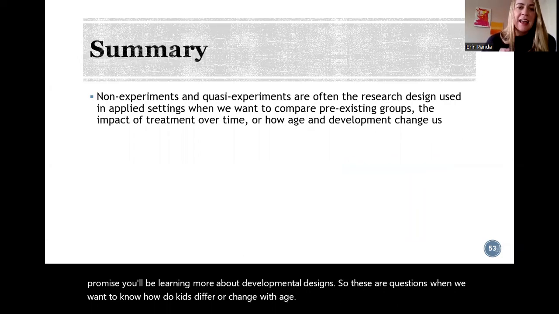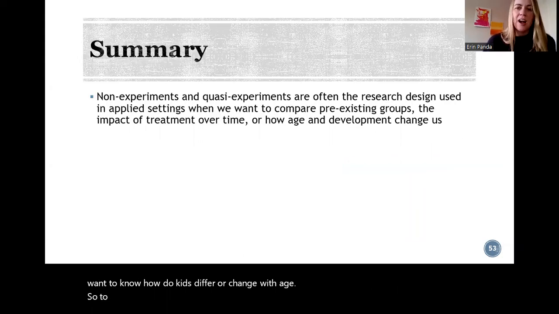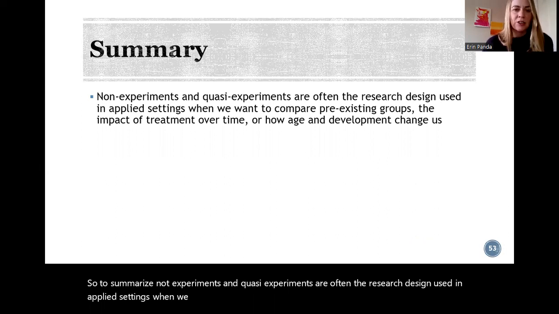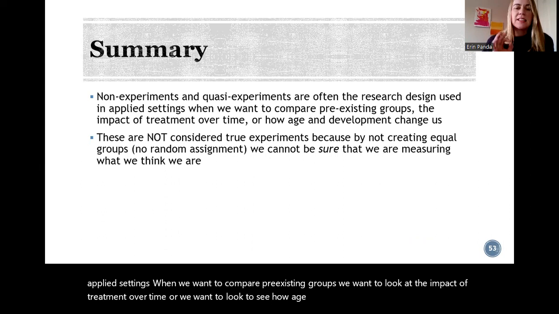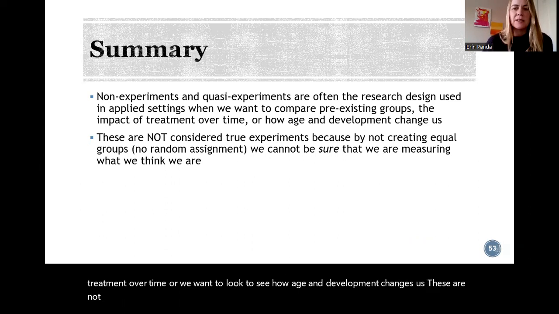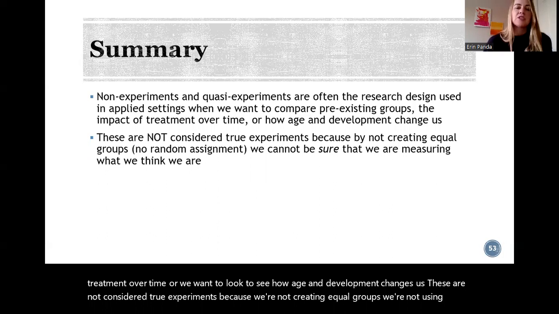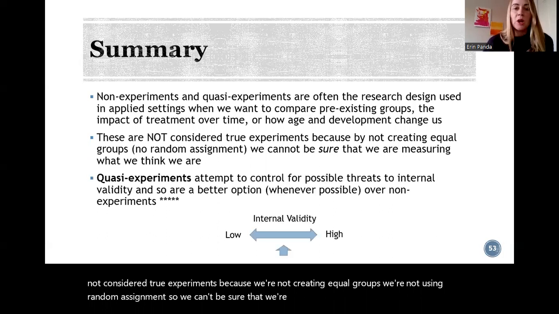So to summarize, non-experiments and quasi-experiments are often the research design used in applied settings when we want to compare pre-existing groups, when we want to look at the impact of treatment over time, or we want to see how age and development changes us. These are not considered true experiments because we're not creating equal groups. We're not using random assignment. So we can't be sure that we're measuring what we think we are.